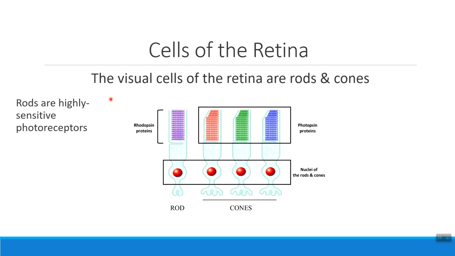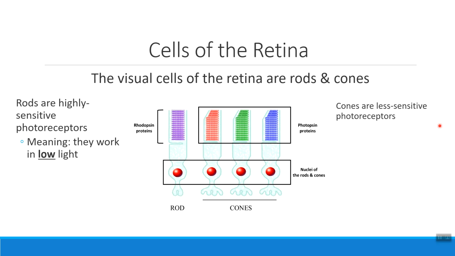When we talk about rods, we would say that these are highly sensitive photoreceptors. When I say that a rod is highly sensitive, what I mean is that it will work even in low light. It can detect any of the light that is around you. That is in contrast to our cones. We would say that cones are less sensitive of the two types of photoreceptors. For a cone to function, we must have bright light. So in other words, it takes a lot to activate a cone. It doesn't take very much to activate a rod.